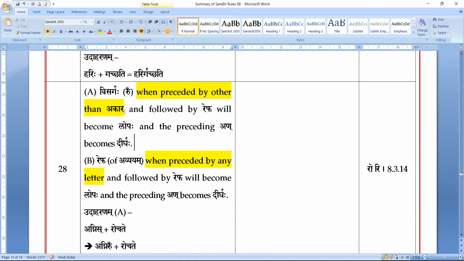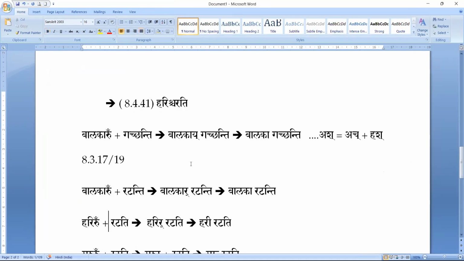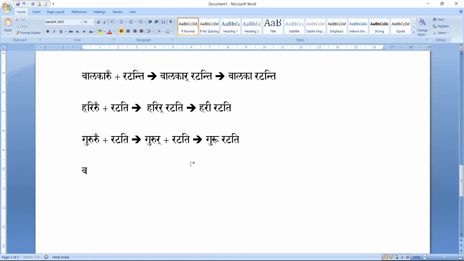The ru preceded by, okay, why I mentioned other than akara? That is also not given in the sutram, but for our understanding I wrote. Now you see, suppose if it is akara, what will happen? I'll give you an example. Balaha plus ratati. I take the same ratati. Please tell me what will happen. Balaha is balaru. Preceded by akara and followed by akara, guna and purvarupa will happen? No, Guruji. Preceded by akara, followed by Hal, followed by hush. Very good. Hush. Therefore, ru will be replaced by Ukara. Ukara, then guna will happen. Balo ratati.